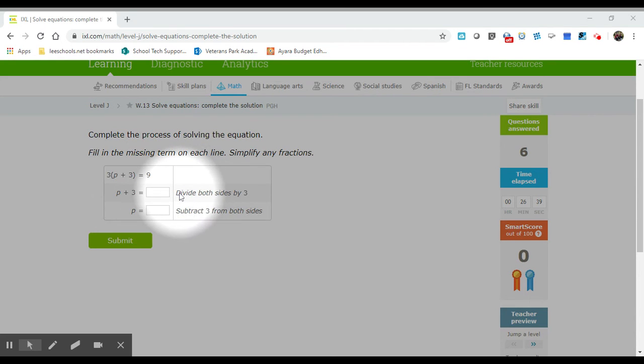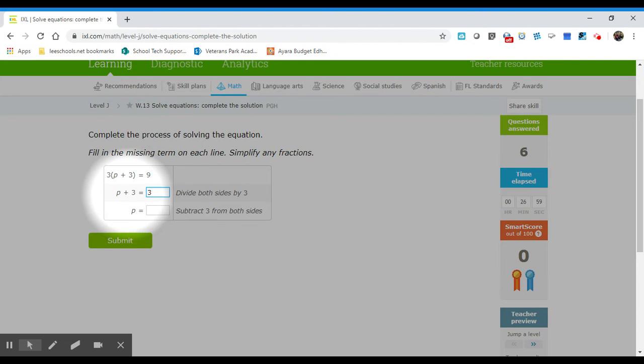In fact, if we look over here, it tells us what they did. It says they divided both sides by 3, which you can actually do. Divide this side by 3, and if I divide this side by 3, this 3 goes away, leaving that, and 9 divided by 3 is just 3.